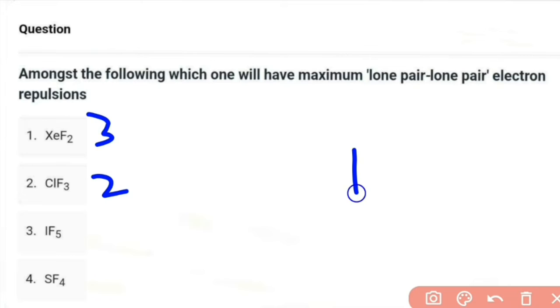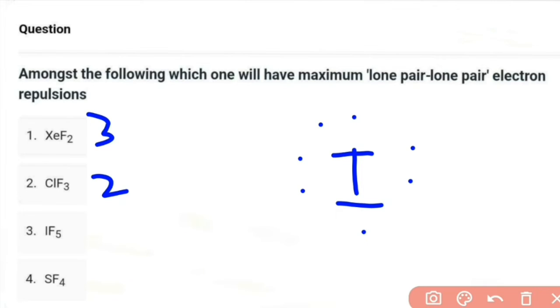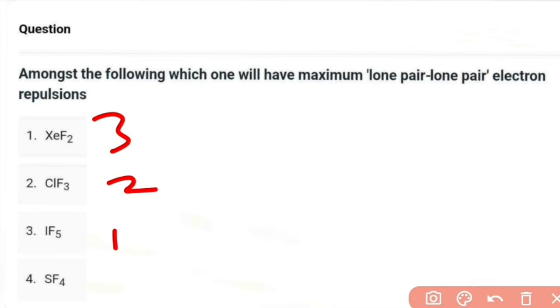Now the next structure is IF5. Iodine has 7 electrons in its valence shell, and in this compound it is utilizing 5 electrons to form bonds with 5 fluorine atoms, and we can see here it has only 1 lone pair. So again, what we are saying, it had 3, it has 2, it has 1.